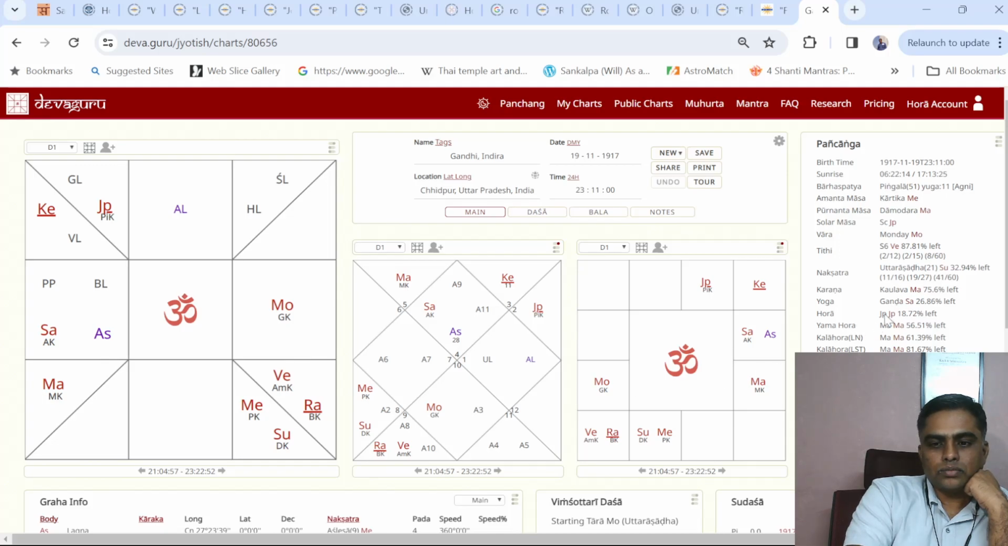And her nakshatra is Uttarashadha. Okay, that is, moon is in the nakshatra of Uttarashadha. The lord of Uttarashadha is sun. It's given over here. Devaguru gives all these lords also very clearly. You can see here sun.